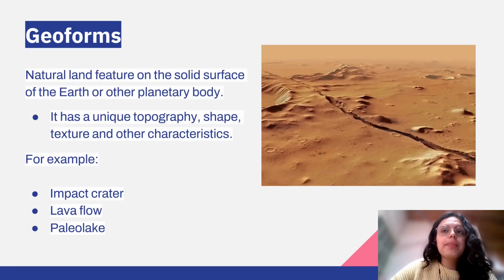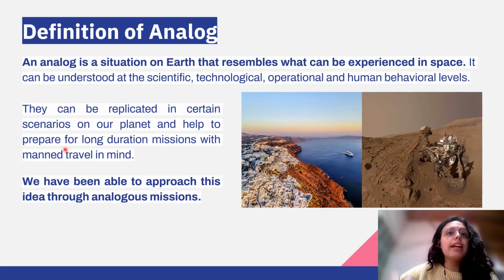takes place. Well, on the surface of terrestrial planets such as Mars, there are characteristic geoforms, for example an impact crater, a lava flow, or a paleo lake. One of the projects that is being developed within RSC is to create a space called rock garden, which is an analog of these geoforms. But what does an analog mean?